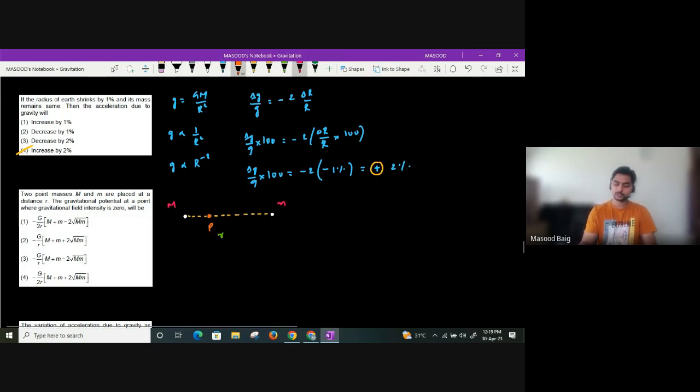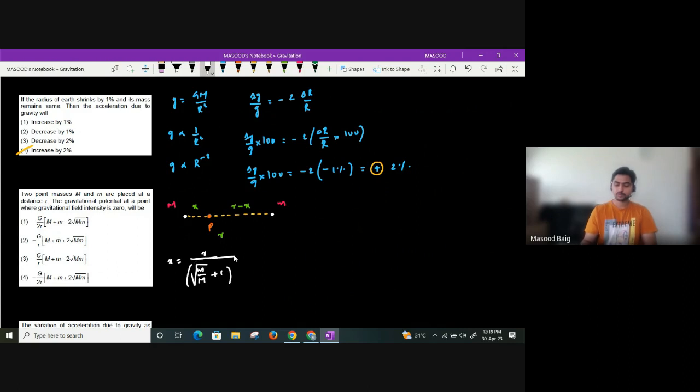So if I assume the neutral point is at a distance x from capital M, at what distance will it be from small m? r minus x. So how can you find x value, beta? It will be r divided by root over, this is m1, this is m2, I'll write small m divided by capital M plus 1.